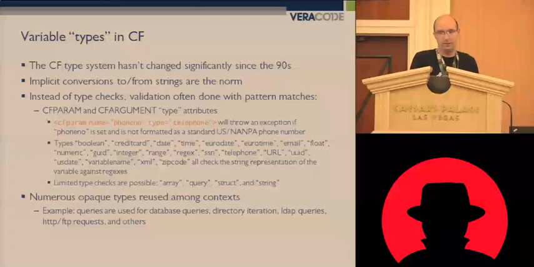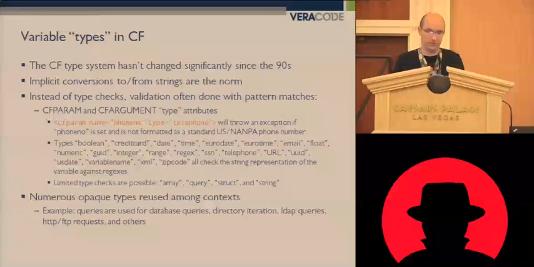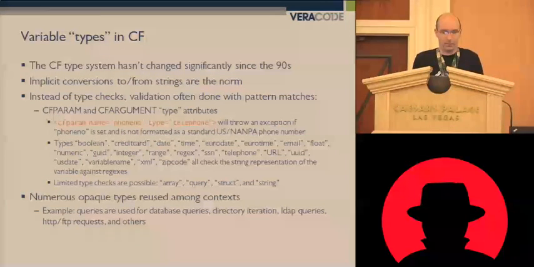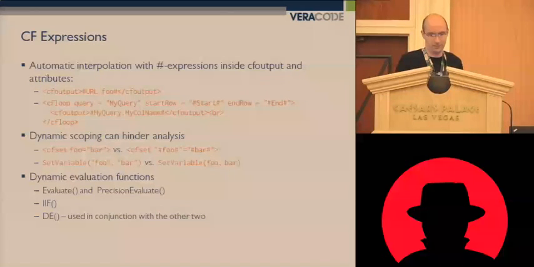Although a lot of the types checked by cfparam and cfargument work like that, there are some that do explicitly check for types, and those are array, query, struct, and string, which is basically anything that's not one of those. Well, it can be converted to a string. And the difference between cfparam and cfargument is that cfparam effectively refers to a given variable binding at a given point in time and says, this has to be this, and cfargument checks it as an argument to a function.